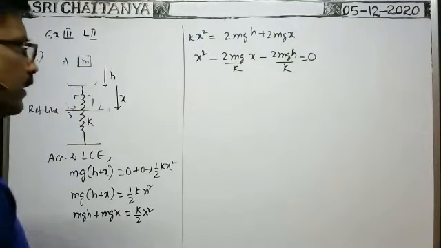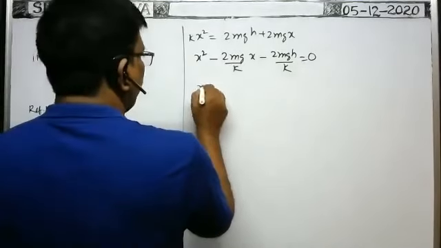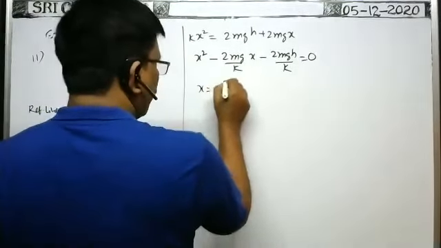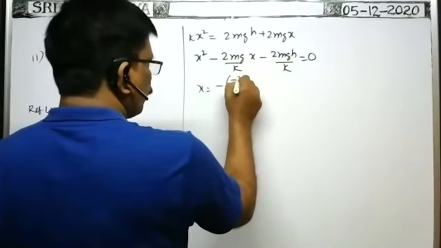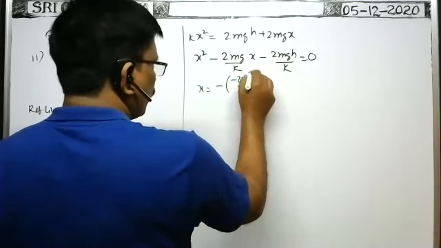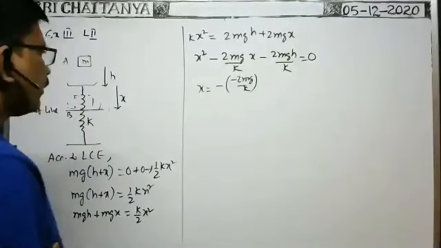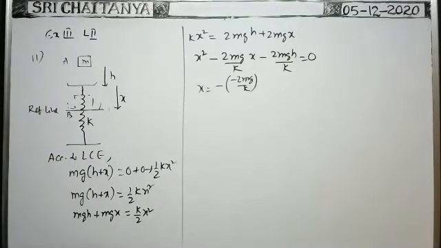Okay, then roots for this one, x is equal to minus b, minus of at the place of b, minus 2mg by k is there, no? Because this is the amplitude of oscillation only. So x is equal to minus of minus 2mg by k.